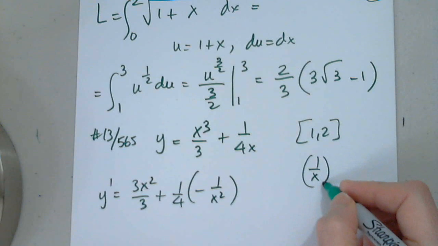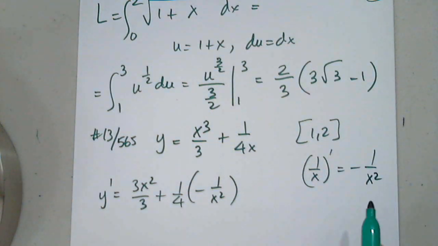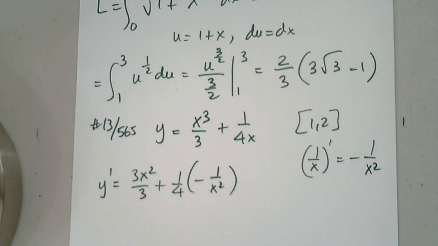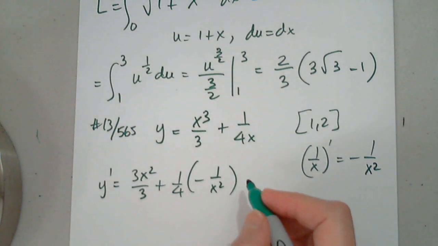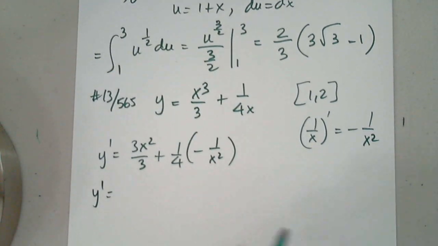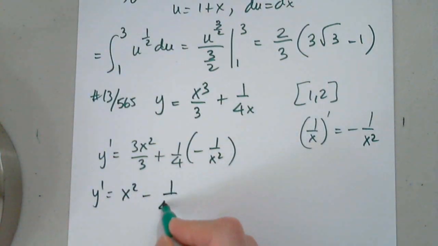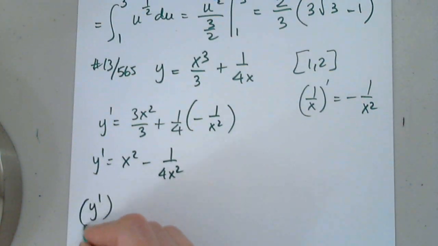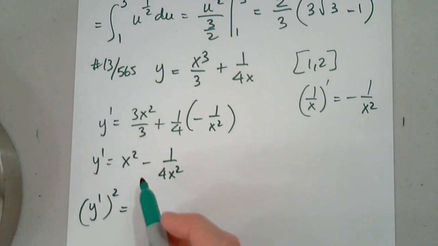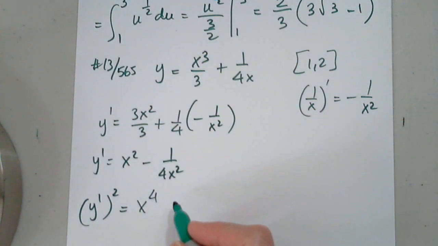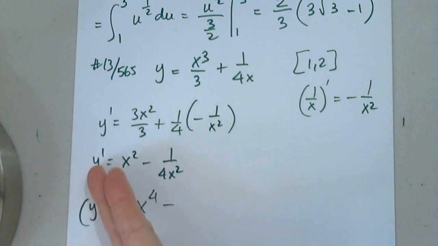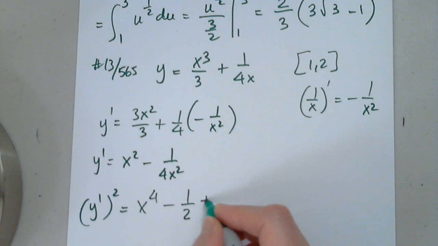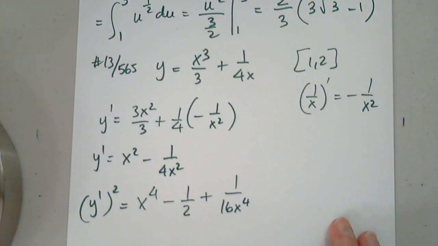Remember, we discussed this several times: the derivative of 1 over x is negative 1 over x squared. Okay, so let's rewrite it. Y prime equals x squared minus 1 over 4x squared. Let's find y prime squared first. So we get x to the 4th minus 2 times the first times the second. The x's will go away. So minus 1/2 and plus 1 over 16 x to the 4th.